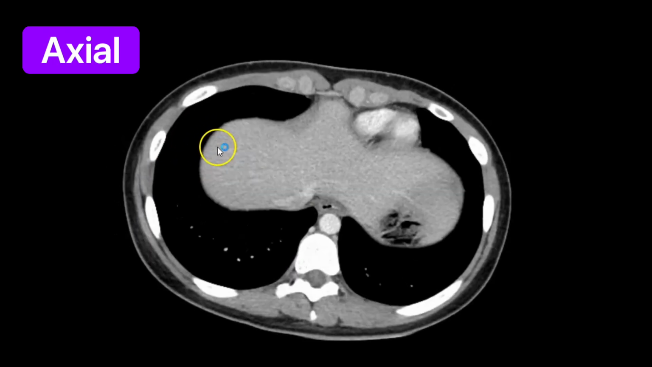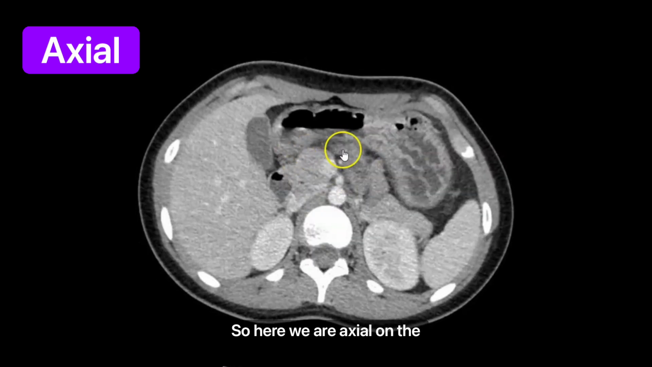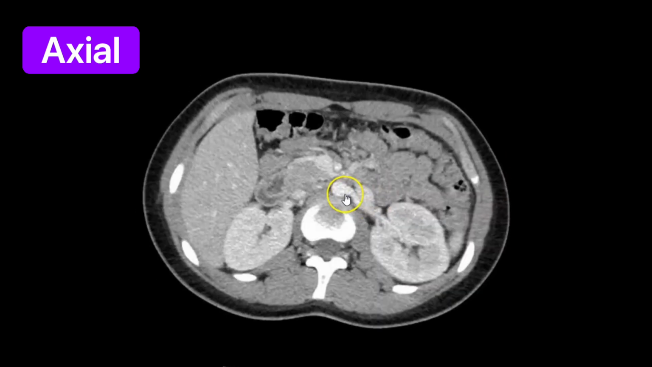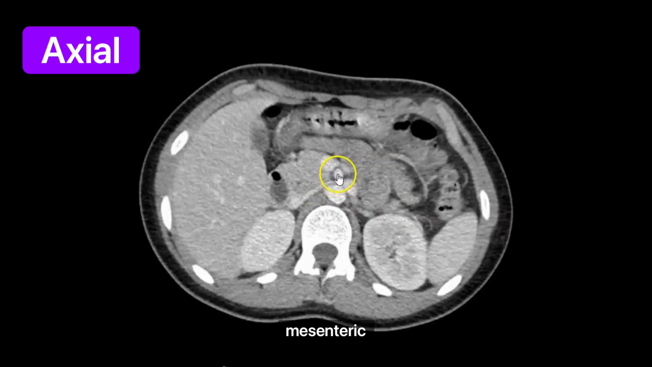Did another Nutcracker syndrome, Nutcracker phenomenon. So here we are axial on the CT. You see the aorta right here, SMA, so superior mesenteric artery, aorta. And here's the left renal vein, right? Usually it goes between these two.